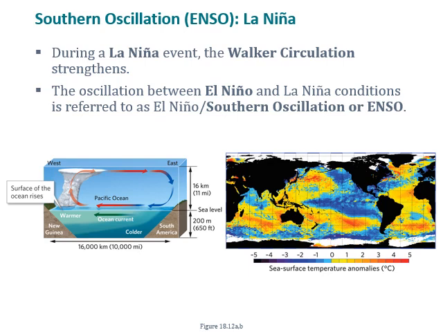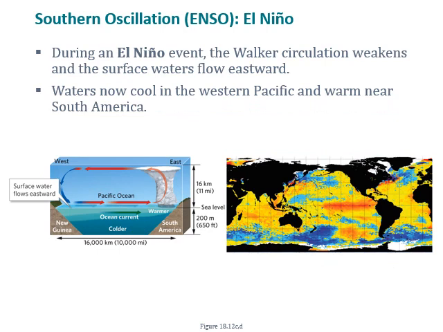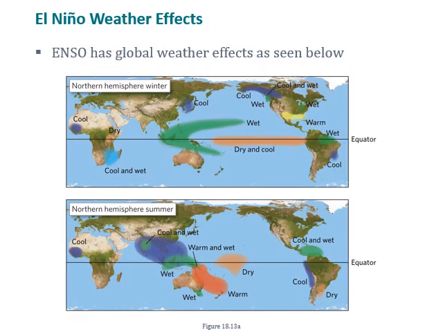The oscillation between La Nina and El Nino conditions is referred to as the El Nino Southern Oscillation, or ENSO. During an El Nino event, the Walker circulation weakens and the surface waters flow eastward in a reverse manner. In this case, the warmer water flows towards the coast of South America and produces heavy rains in this area and drier conditions in Oceania. ENSO circulations have global weather effects as seen below.